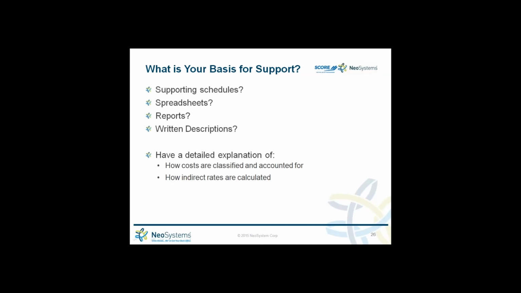You know, what are your supporting schedules? How many spreadsheets do you have? And if you have spreadsheets, what reports are you using those numbers from? And again, do you have written descriptions? Anytime you're in government contracting, policies and procedures are the number one thing to have because it backs up everything that you're doing and you're submitting to the government. So having written policies and procedures for essentially every aspect of your company is key in government contracting, and that's what we tell all of our clients. So have a detailed explanation of how costs are classified and accounted for and how indirect rates are calculated.